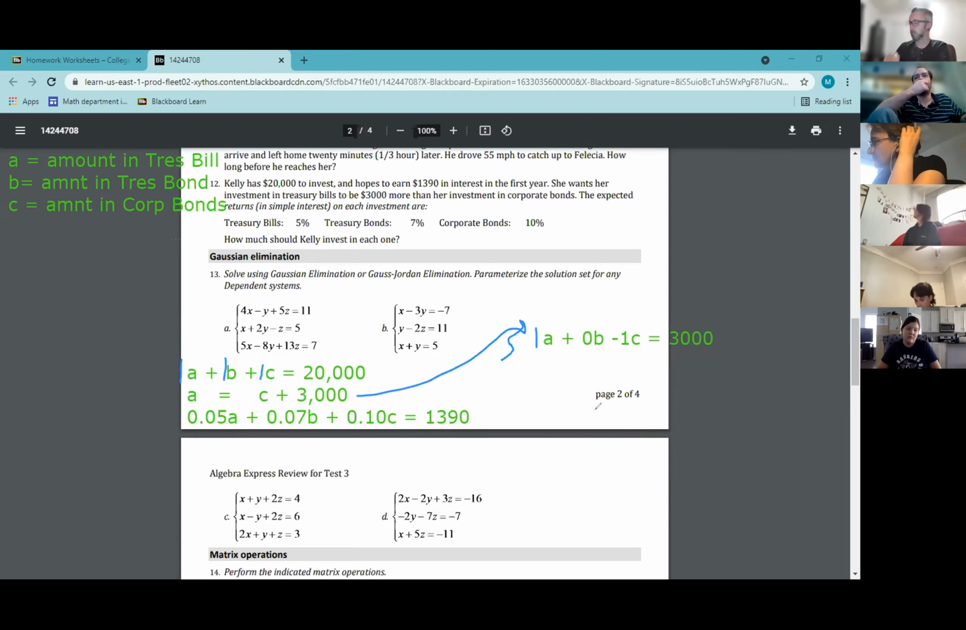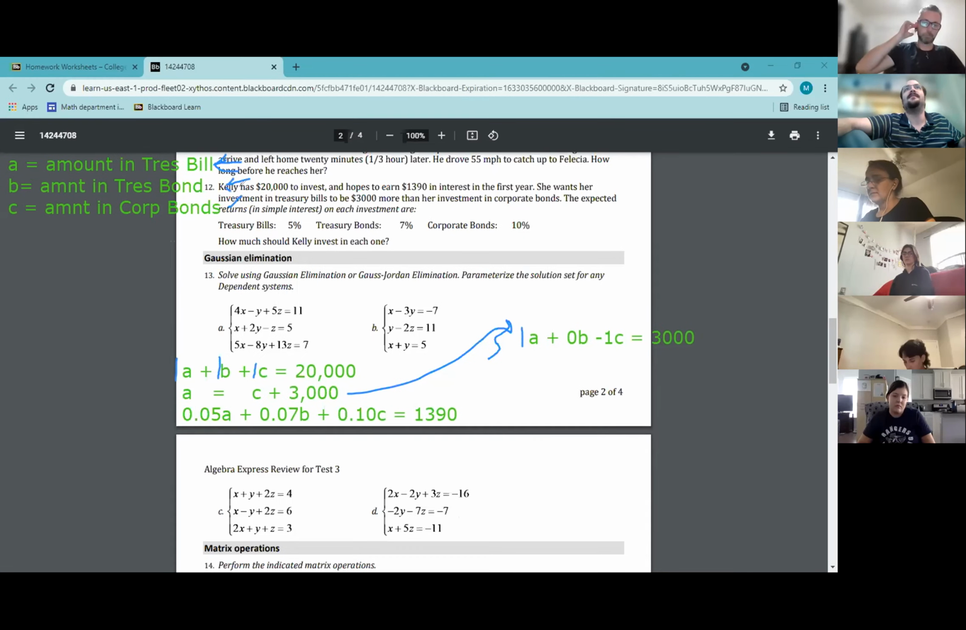Any questions? After we put it in the matrix, the answer will be what we got out of the matrix, correct? Yeah, so the matrix should just basically be giving you the solution in order, right? A, B, C. Yeah, that's it. Just trying to double check.